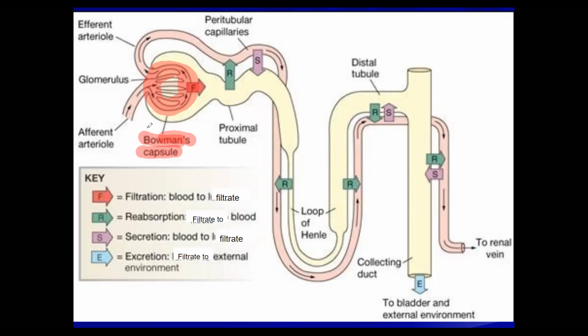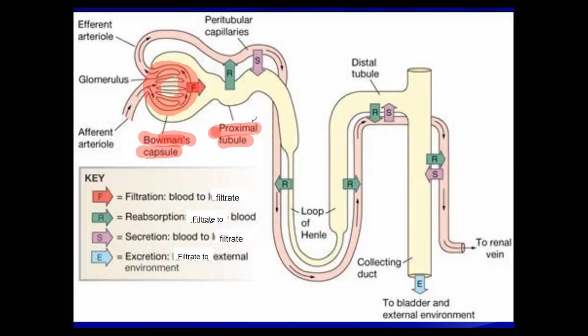After filtration, remember that's step 1. Step 2, we go through reabsorption. This is where we try to take some of those nutrients that we don't want to lose. A great example of that is glucose. We want to keep all the glucose in the blood we can. That can happen in the proximal tubule and a little bit in the loop of Henle as well.